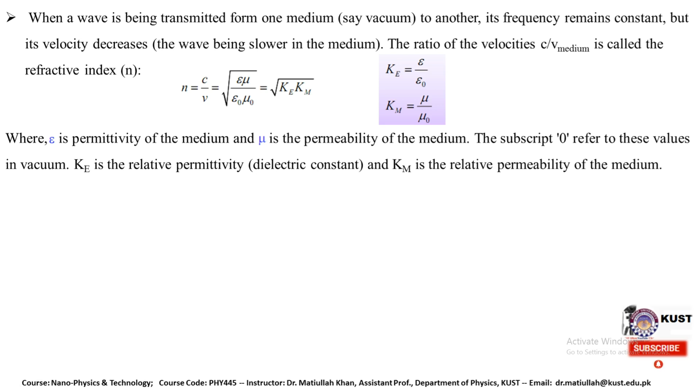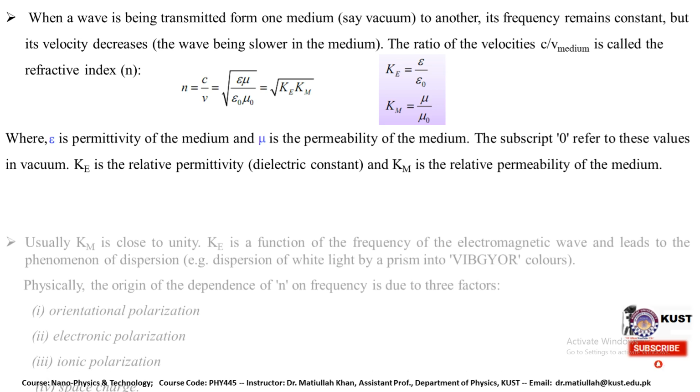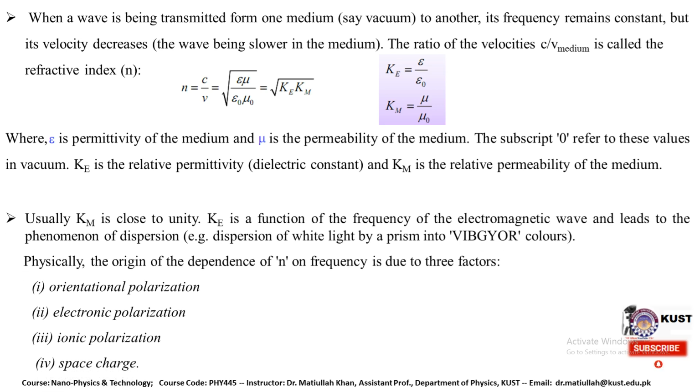Here, epsilon is the permittivity of the medium and mu is the permeability of the medium. The subscript 0 refers to the values in vacuum. Ke is the relative permittivity, which is the dielectric constant, and Km is the relative permeability of the medium. Usually Km is very close to unity, but the value of Ke is a function of the frequency of the electromagnetic wave and leads to the phenomenon of dispersion.